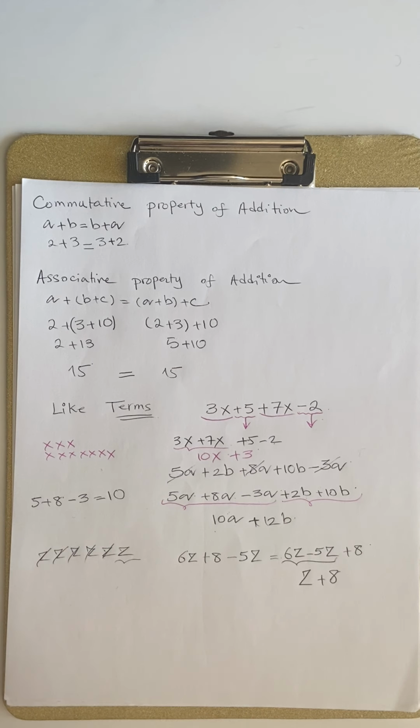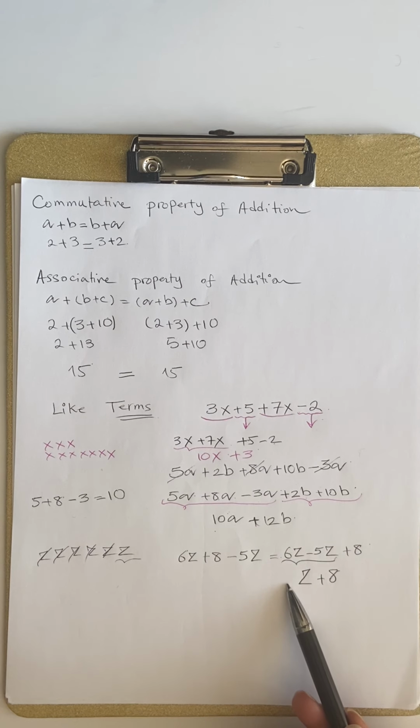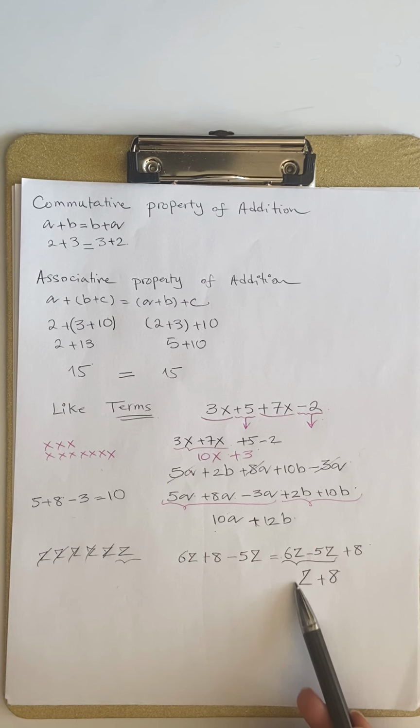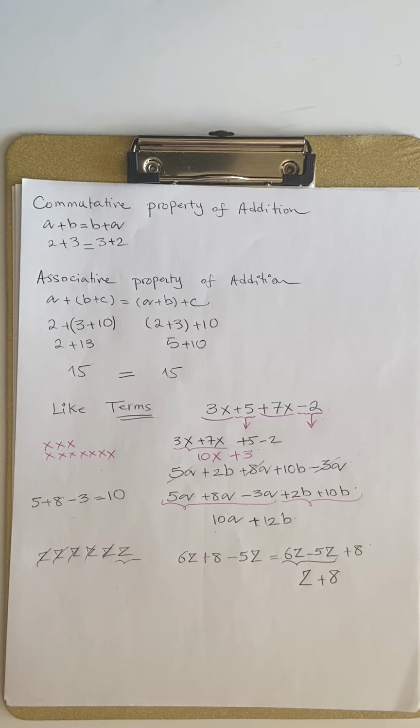What's the coefficient for z here? It's just a 1, right? We do not write down that coefficient. When you have 1z, you're just going to leave it like that. So the result to this is z plus 8. But nothing else. Nothing more than that, eh? Okay.